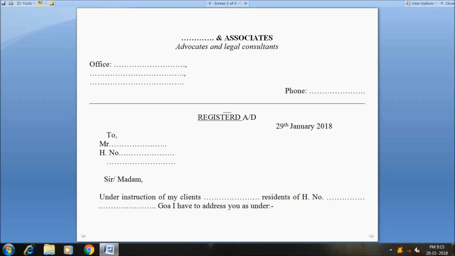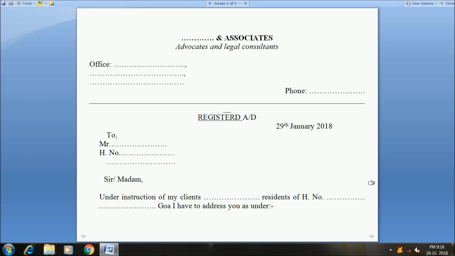Now, getting into the notice, the first paragraph should be like so. Under the instructions of my clients, namely so and so, residents of so and so, I have to address you as under. Now, this is the system that is generally followed.